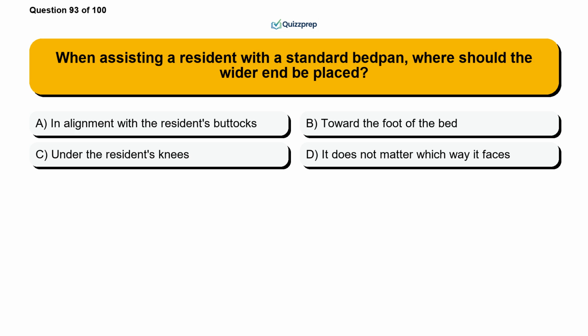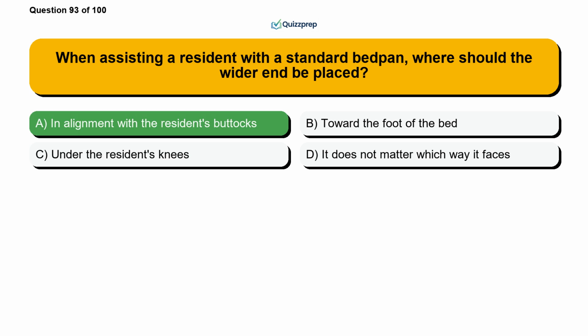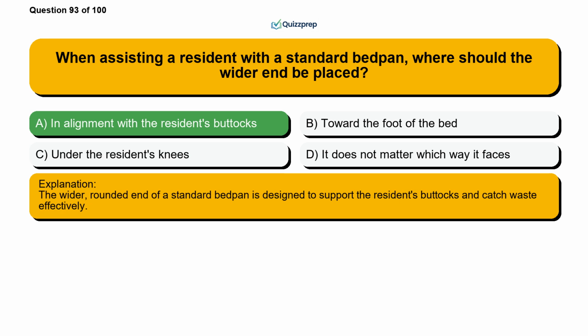Question 93. When assisting a resident with a standard bedpan, where should the wider end be placed? Option A, in alignment with the resident's buttocks. Option B, toward the foot of the bed. Option C, under the resident's knees. Option D, it does not matter which way it faces. The correct answer is option A, in alignment with the resident's buttocks. The wider, rounded end of a standard bedpan is designed to support the resident's buttocks and catch waste effectively.